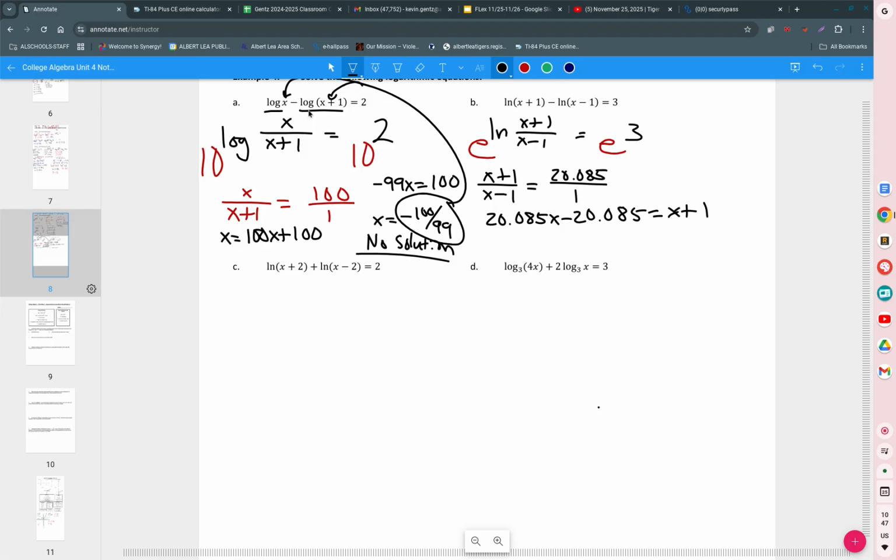I will now subtract the x and get 19.085x is equal to, and if I add the 20.085 over to the other side, I get 21.085.